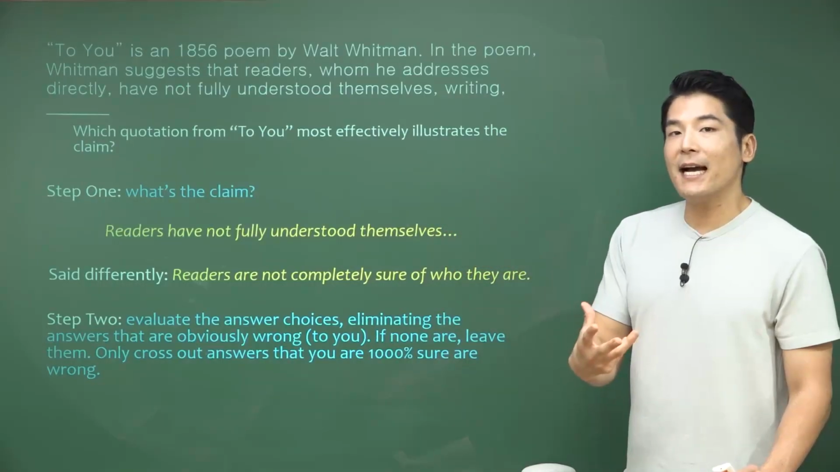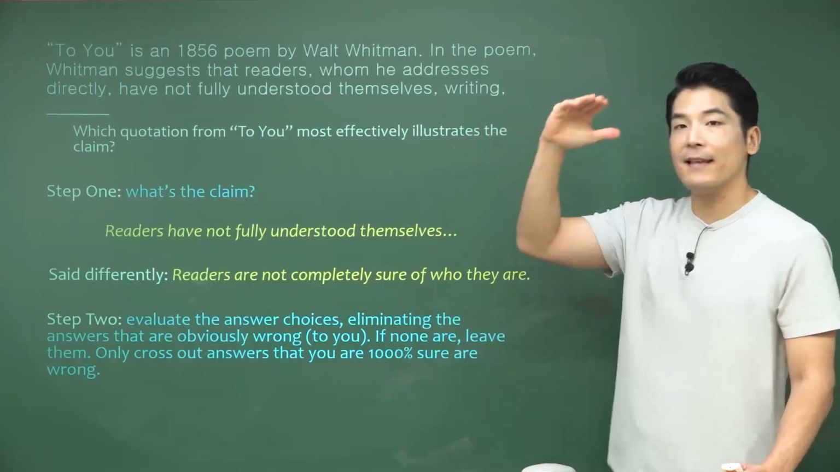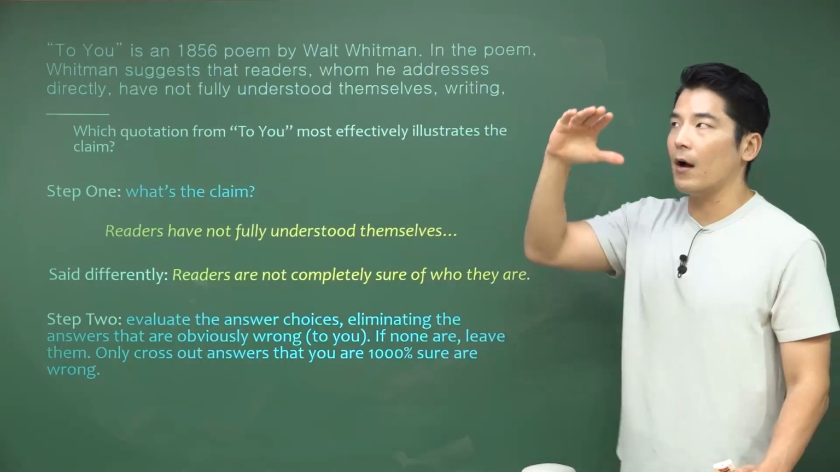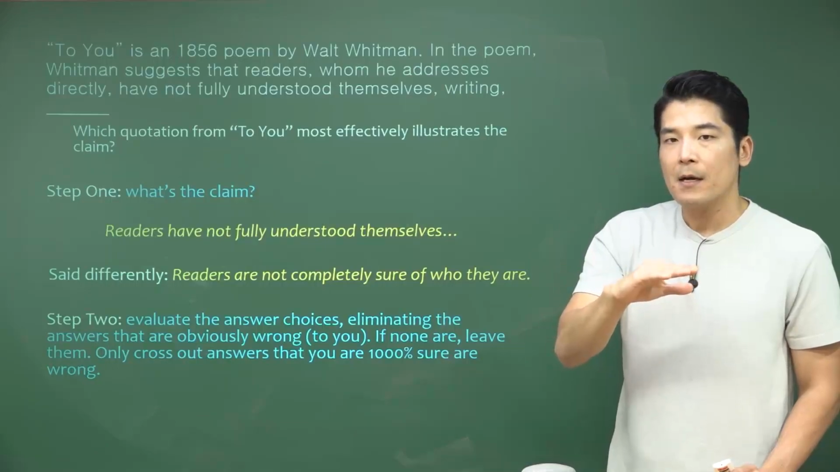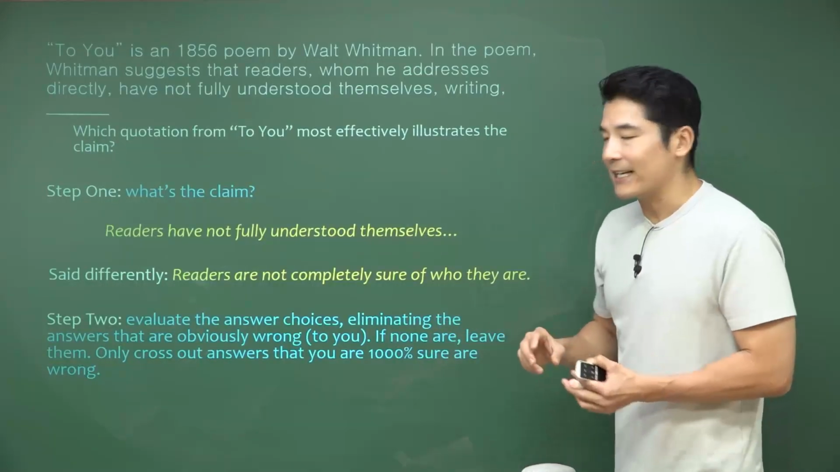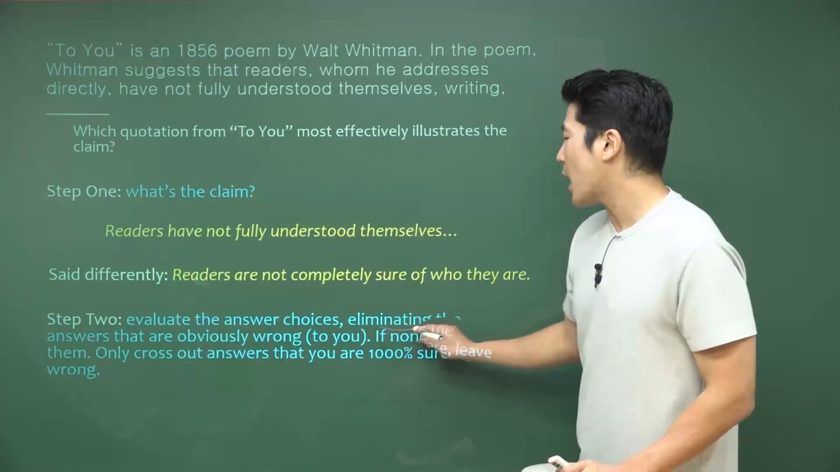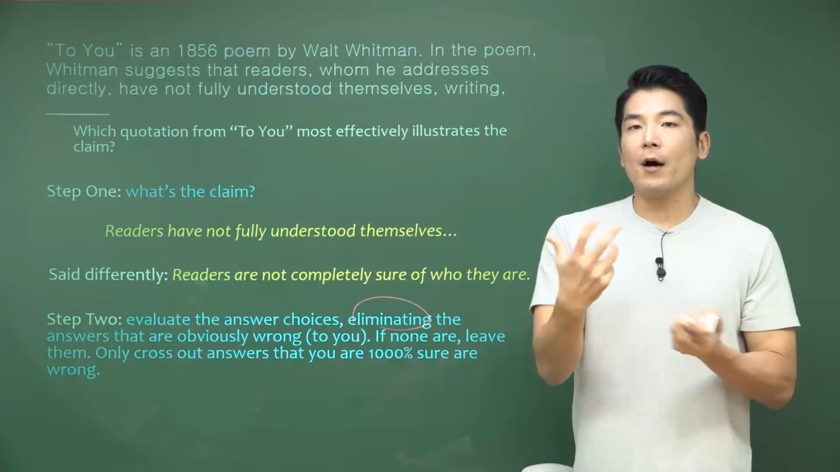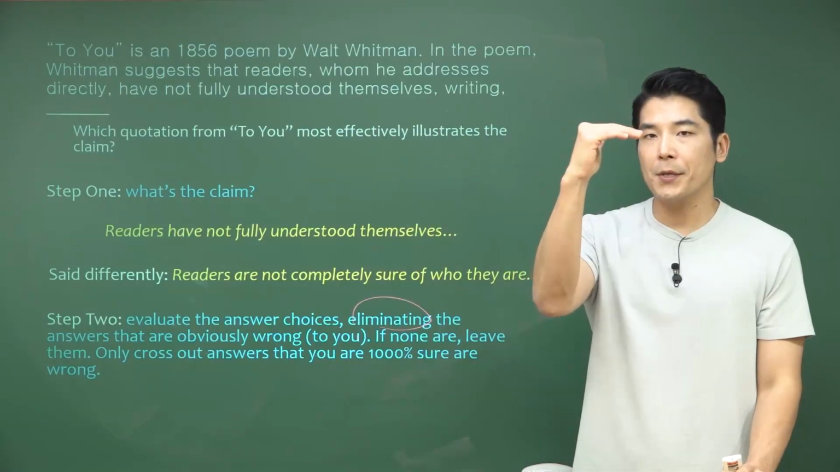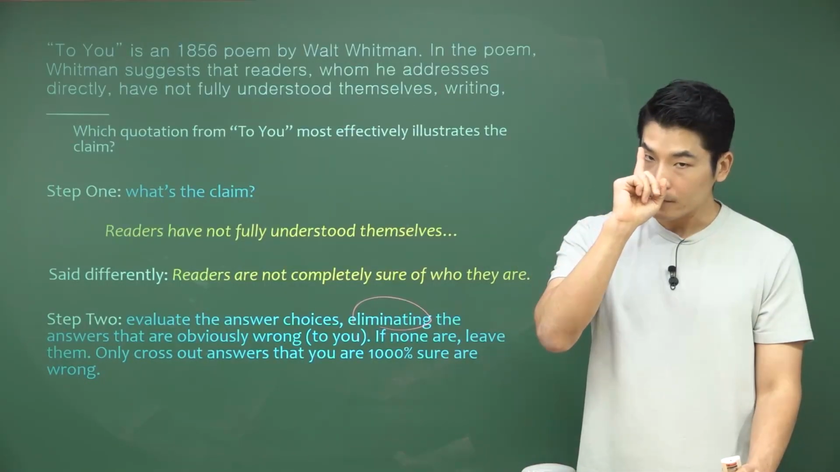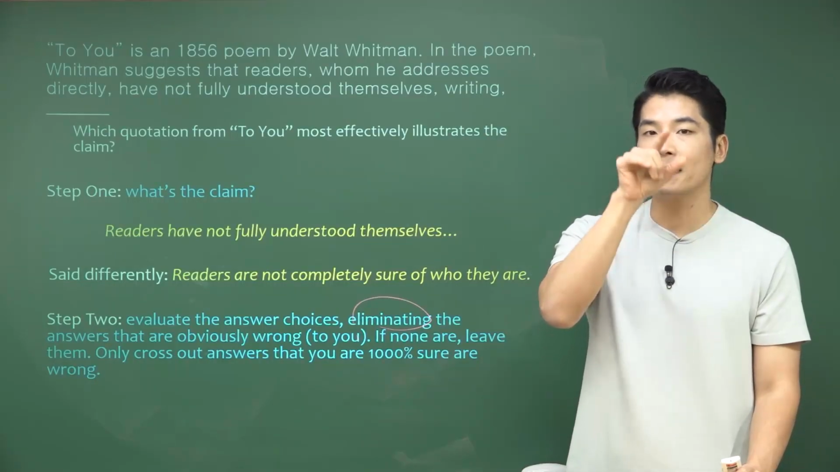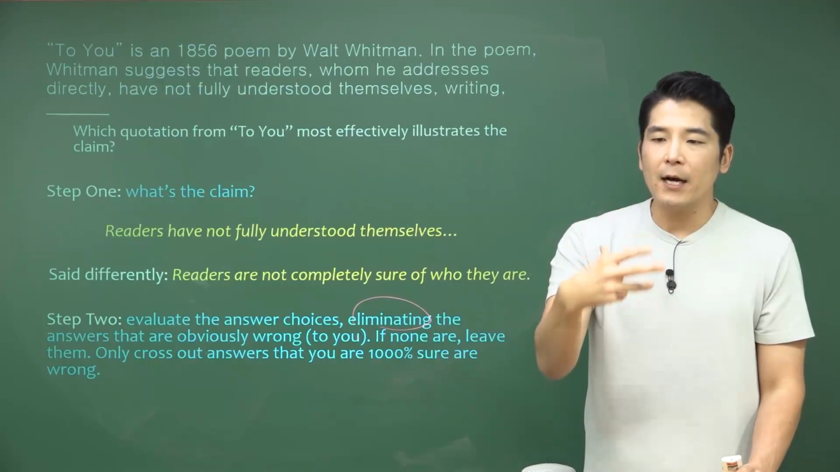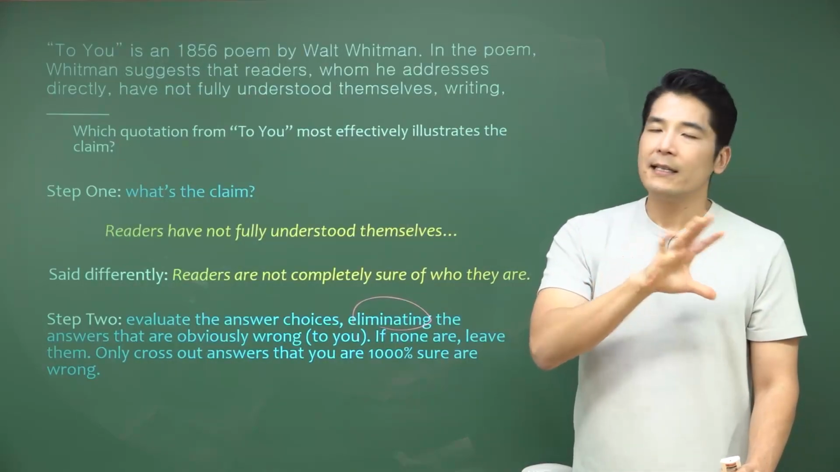Then step number two, you guys, is you want to evaluate the answer choices. So you can read the answer choices, and the first time that you read through them, what you want to do is eliminate the answers that are obviously wrong to you. So this is where you got to be honest with yourself when you're working through each answer choice. You can only eliminate ones that you are 1,000% sure are wrong. If you're not 100% sure that the answer is wrong, leave it alone.